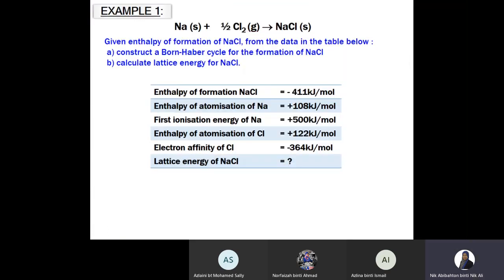So let us proceed with example 1. We read the question first. Given the enthalpy of formation of sodium chloride, from the data in the table below, A, construct the Born-Haber cycle for the formation of sodium chloride, and B, calculate the lattice energy for sodium chloride. So we will use the acronym that we looked at just now.